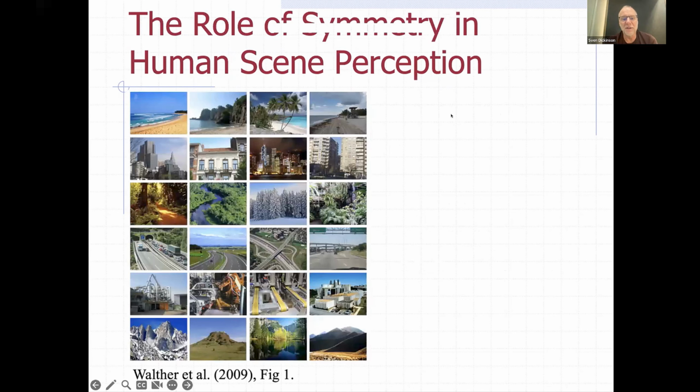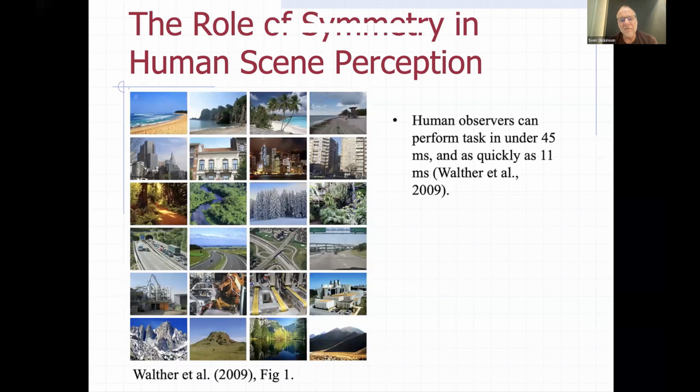So let's begin with the human vision problem. One of the collaborators in this work, Dirk Bernhard Walter, a computational vision researcher in our psych department here at U of T, has been studying human scene categorization for a long time. And in some classic experiments, what he found is when he presented humans with these kinds of images, he found that they were able to categorize the images extremely quickly, in under 45 milliseconds, in fact, and some as quickly as 11 milliseconds.